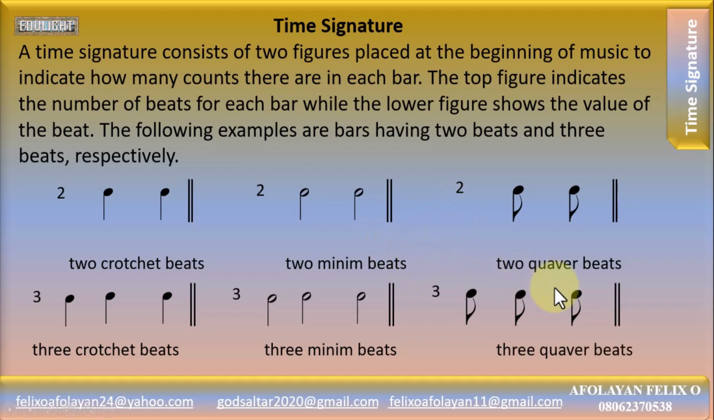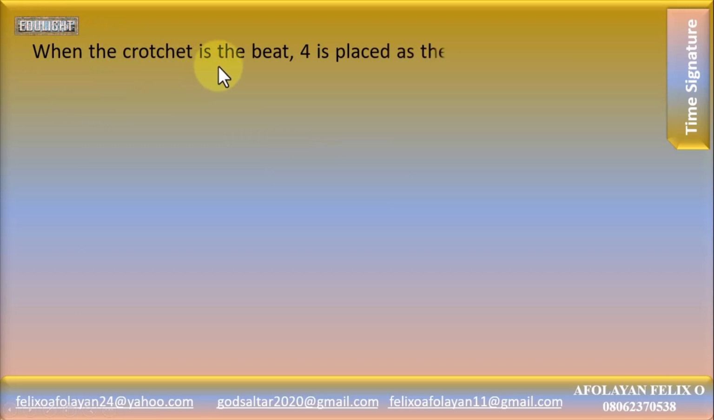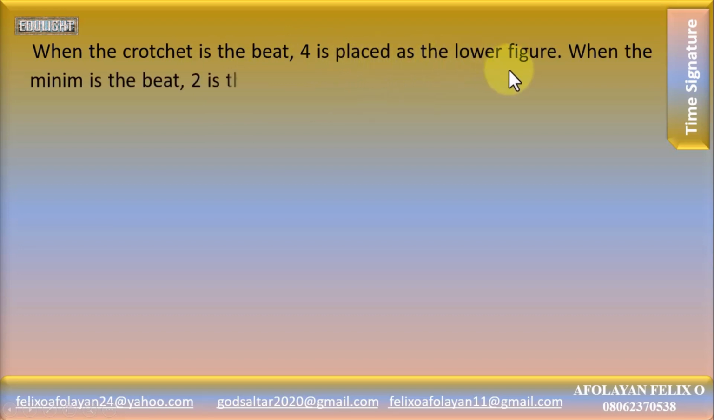So now, in the coming slide, we're going to talk about both together. We understand that the top figure indicates the number of beats, while on the previous slide, we talk about the lower one, which indicates the value of the beat. When the crochet is the beat, 4 is placed as the lower figure.